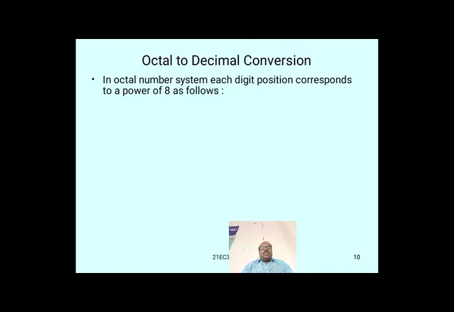In the earlier slides we were doing the division operation. In this we are performing multiplication corresponding to the powers of 8, with the help of the digit positions. The position of the digit is a must.